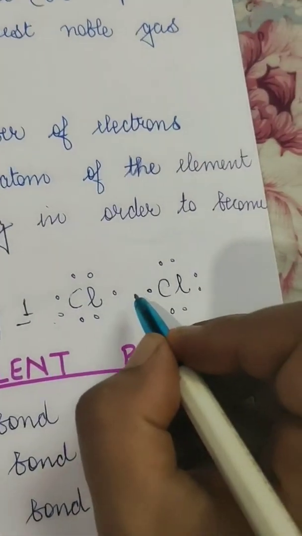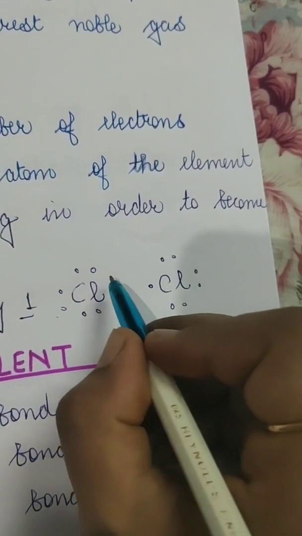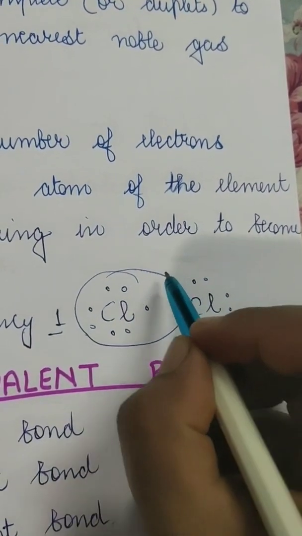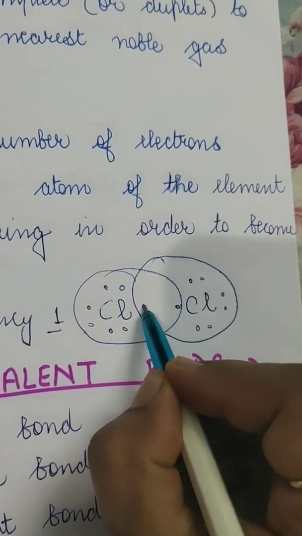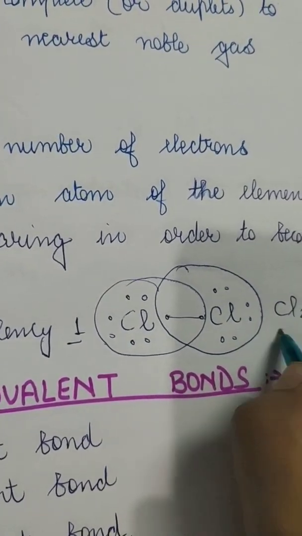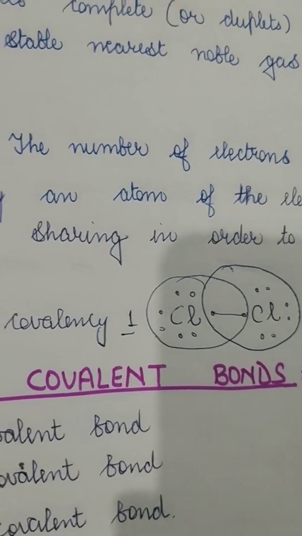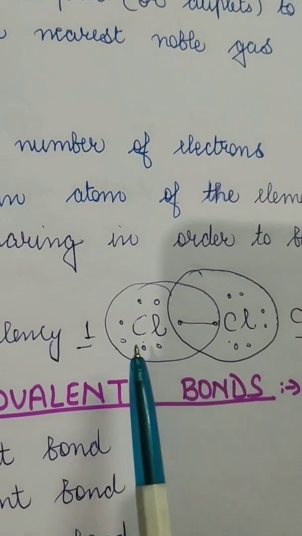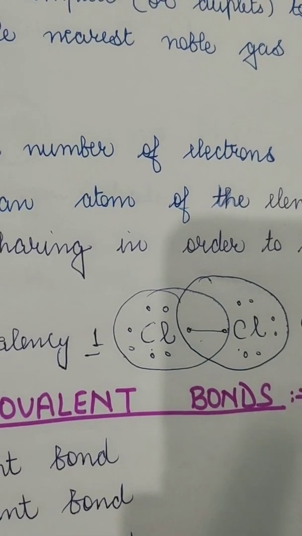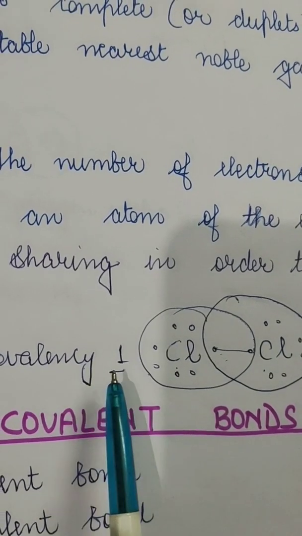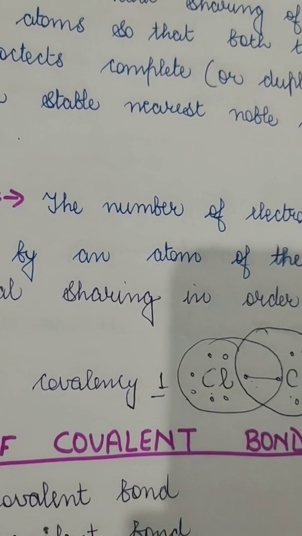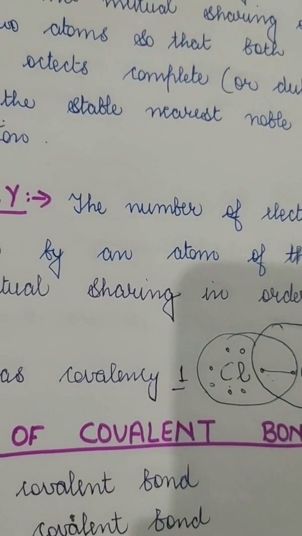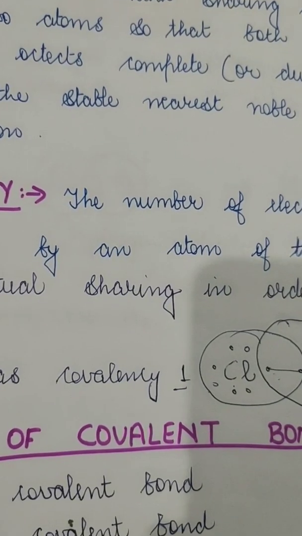So in order to do that, it will share an electron with the next atom of chlorine, and through this sharing it will make a bond and form Cl2. So 1 electron is shared from one atom of chlorine and 1 is shared from the other atom of chlorine. So chlorine is sharing one electron. That means the covalency of chlorine is 1. And if we talk about the covalency of oxygen, it is 2, because oxygen will share 2 electrons with the other oxygen atom, because chlorine, oxygen, hydrogen, all these are diatomic gases.